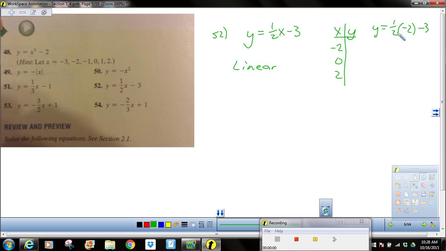1/2 of -2. That's 1 times -2 is -2, divided by 2 is -1. We get -4. 1/2 times 0 is 0. 0 minus 3 is -3. One half times 2 would be 1 times 2 is 2, divided by 2 is 1. 1 minus 3 is -2.